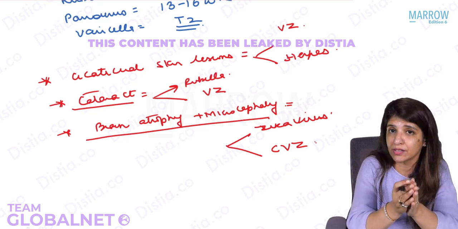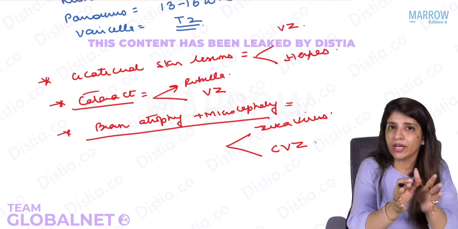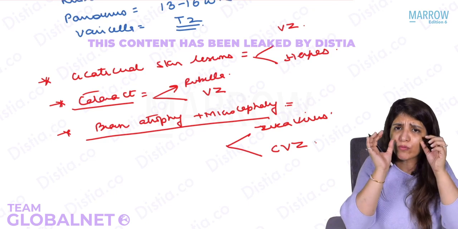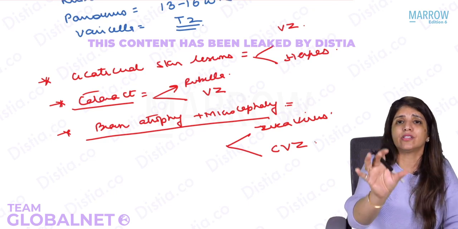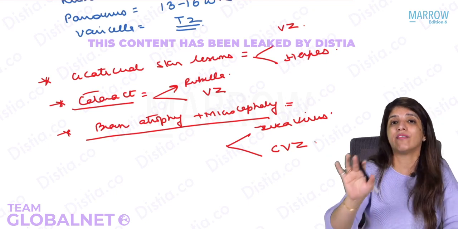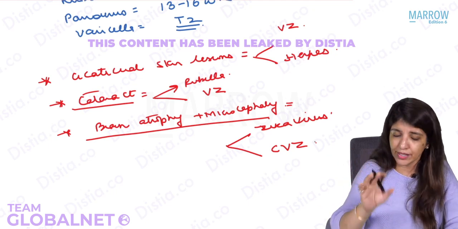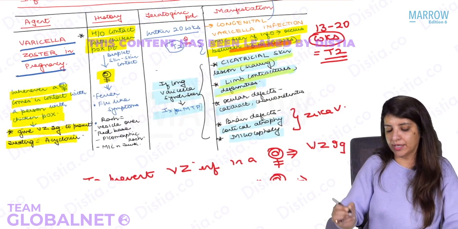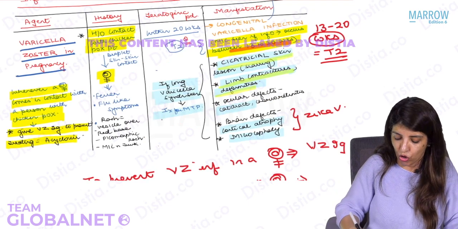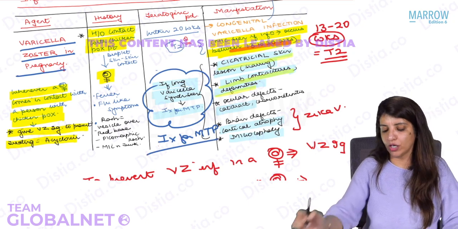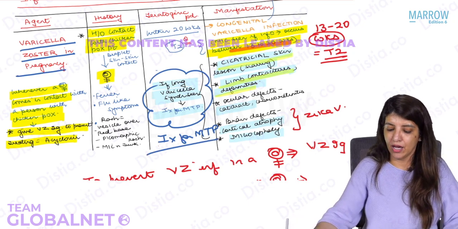Are you understanding this? Yes. So although brain atrophy and microcephaly can be seen here, if you have got only brain atrophy and microcephaly, please choose Zika virus as the answer. Right? Remember, if congenital varicella syndrome is present, it is an indication for MTP.